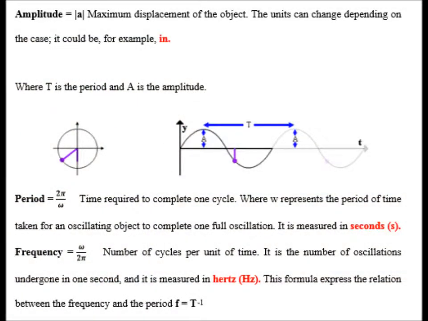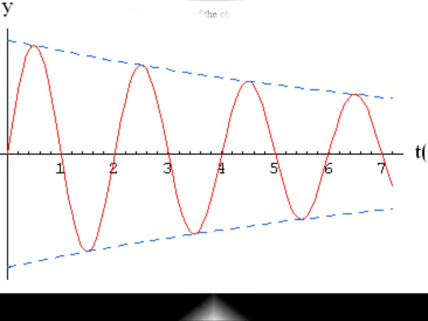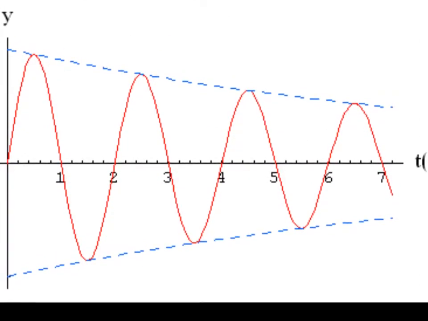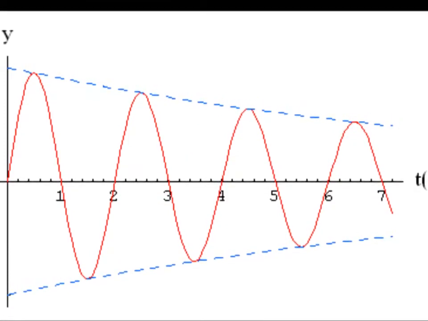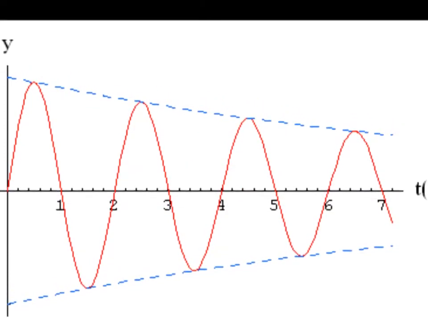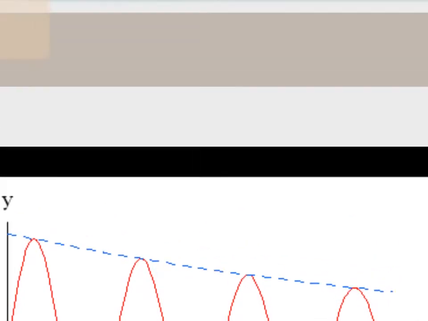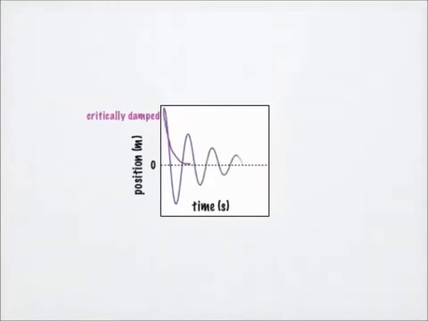Damped harmonic motion. In the presence of friction, however, the motion of the spring eventually dies down. That is, the amplitude of the motion decreases with time. Motion of this type is called damped harmonic motion. Damped harmonic motion is simple harmonic motion for which the amplitude is a of t equal to k e raised to the minus c times t, governed by the function.